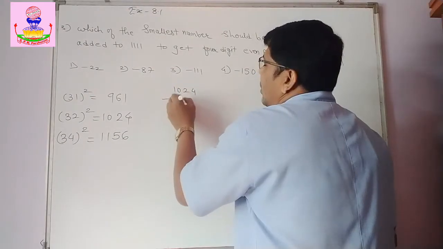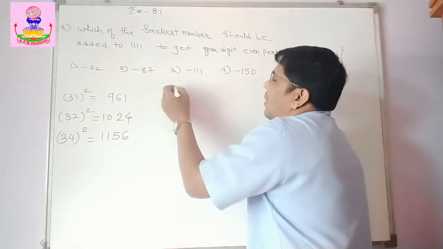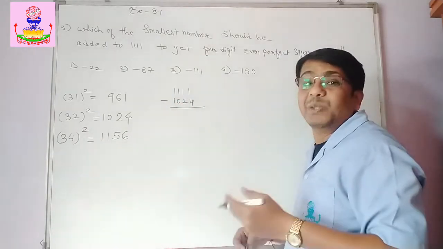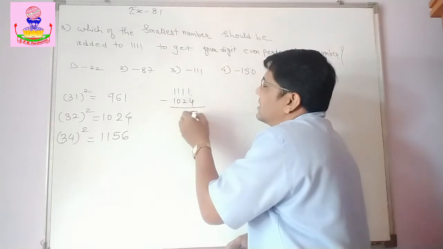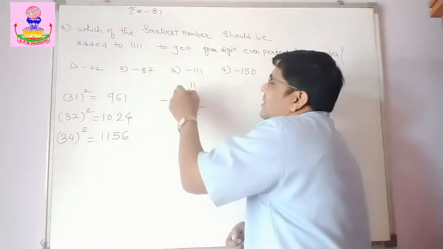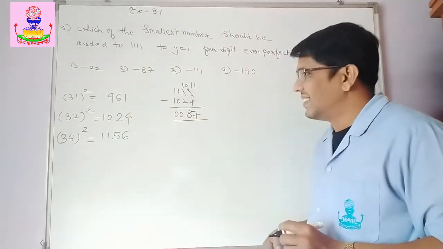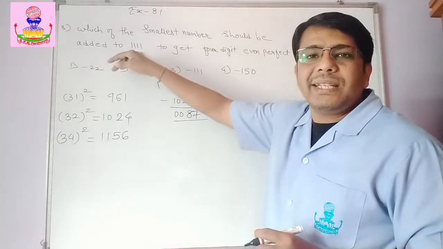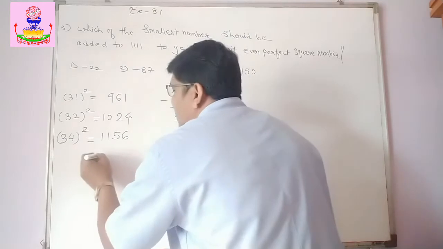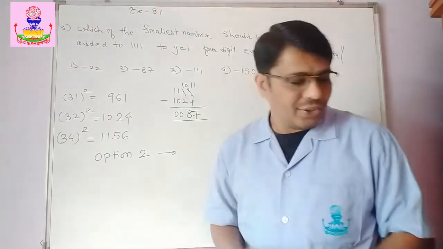Subtract 1111 from 1024. Sorry, 1111 from this, subtract 1024. I wrote it exactly opposite. Okay. Now 11 minus 4, 7. Okay. 1 minus 4 is not possible. So 11 minus 4. Then 10 minus 2, 8. So 87. So if I subtract 87 from 1111, I will get 1024. Okay. So option number 2. Do you get it? So option number 2 is the right answer.